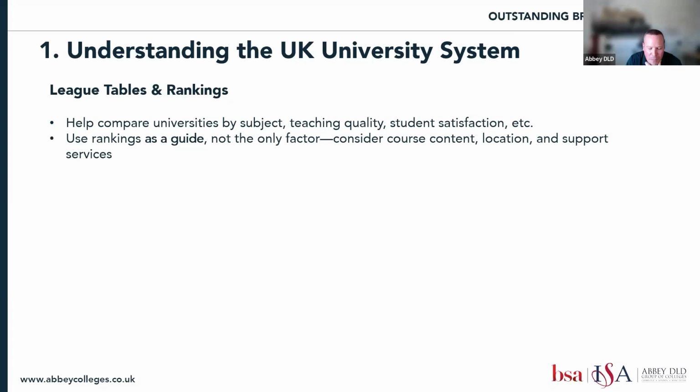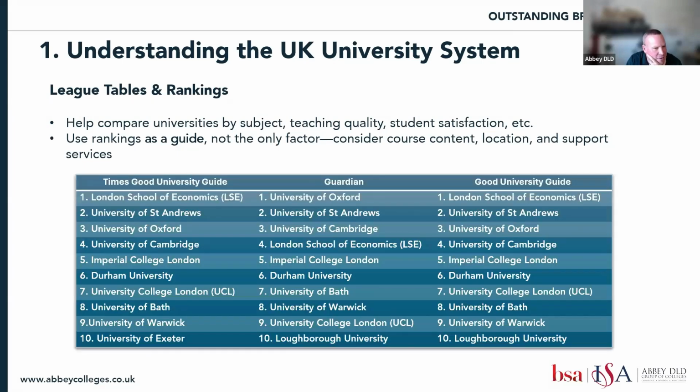Okay, well, I'm going to pop up three of the rankings from this year just to give you an idea and let you have a look at that. There we go. So we have the Times Good University Guide, which is probably the most widely recognized university ranking system, both in the UK and internationally. And you can see top of that guide, we've got LSE. So well done to everyone who said LSE. The Guardian ranks Oxford as the top, and the Good University Guide ranks the London School of Economics.